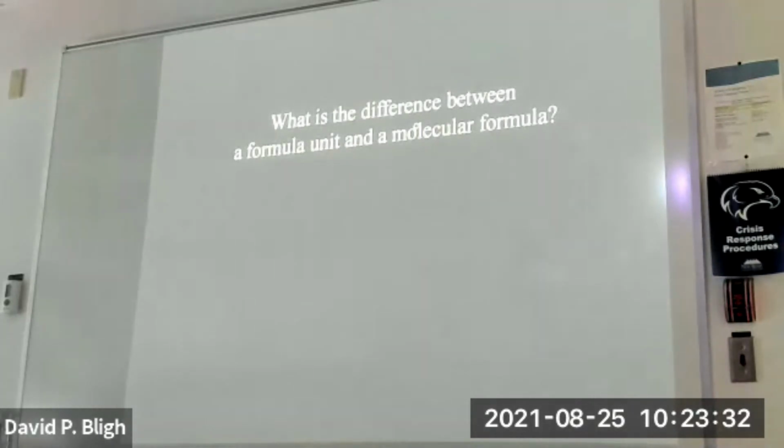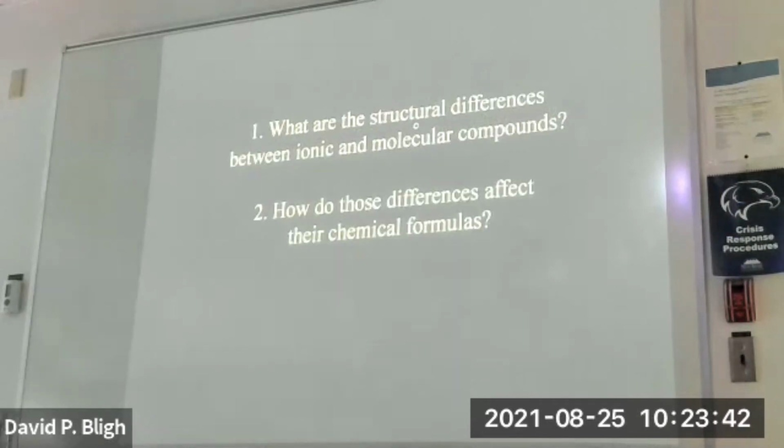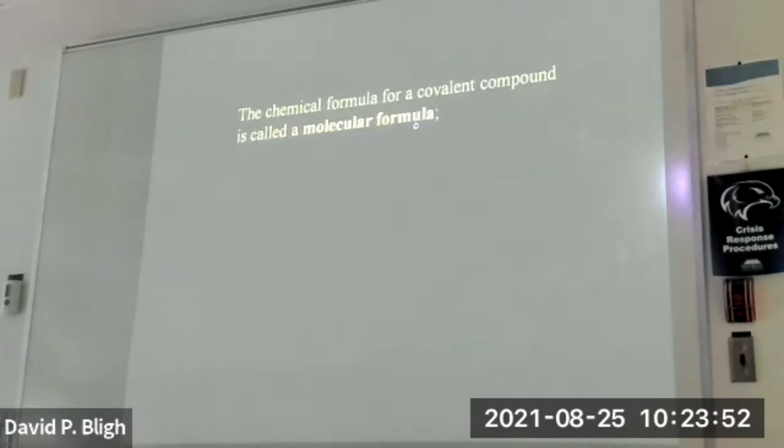So this is a video that addresses the question that students often have. What is the difference between a formula unit and a molecular formula? And that brings up a couple of questions itself. What are the structural differences between ionic and molecular compounds? And how do those differences affect their chemical formulas? So the chemical formula for a covalent compound is a molecular formula.